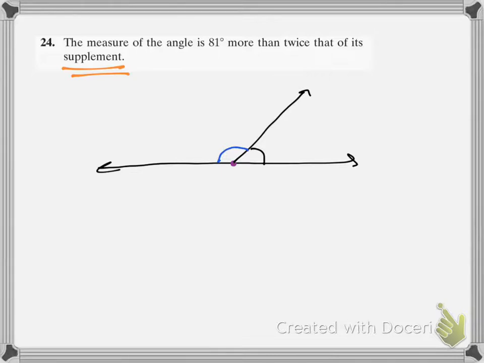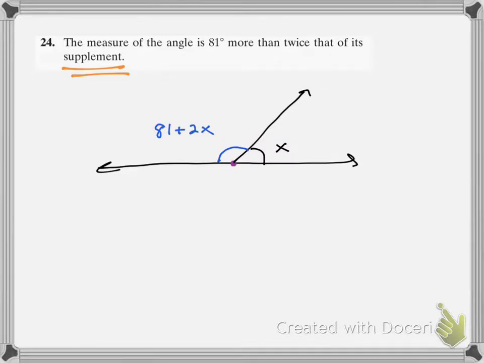So we got two unknowns here. Let's call the smaller angle x. And then in blue, let's do the larger angle. It says 81 more than, so that'd be 81 plus, that's more than, twice is 2 times that of its supplement. Supplement is the other angle that is adding to it to get 180. So these two angles in this picture have to add to get 180.